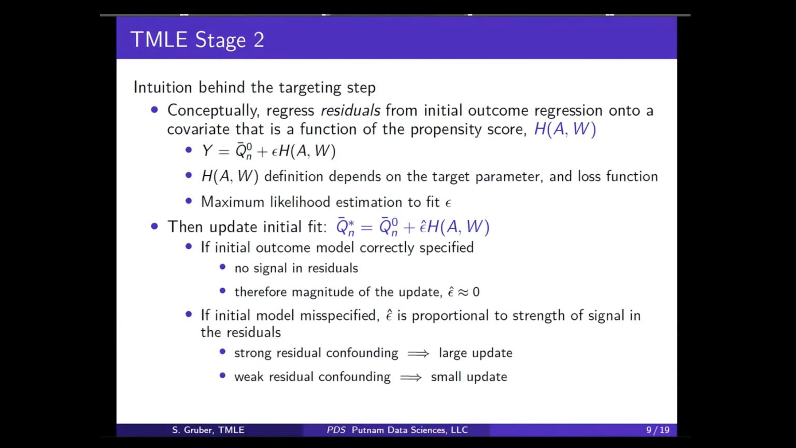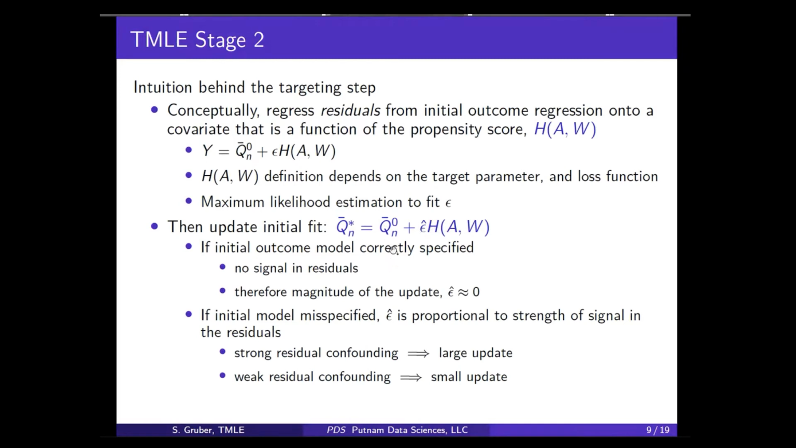And that's not just theoretical. In real life, if you do this, it comes out to be a very small number, 10 to the minus 6, 10 to the minus 9. So if the initial outcome regression model is right, there's no signal in the residuals. Epsilon is almost 0, so that means this was right. This is almost 0, so this thing hardly changed from the initial.